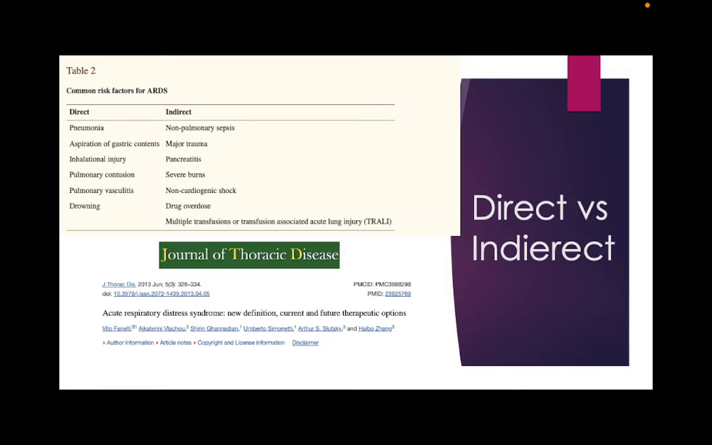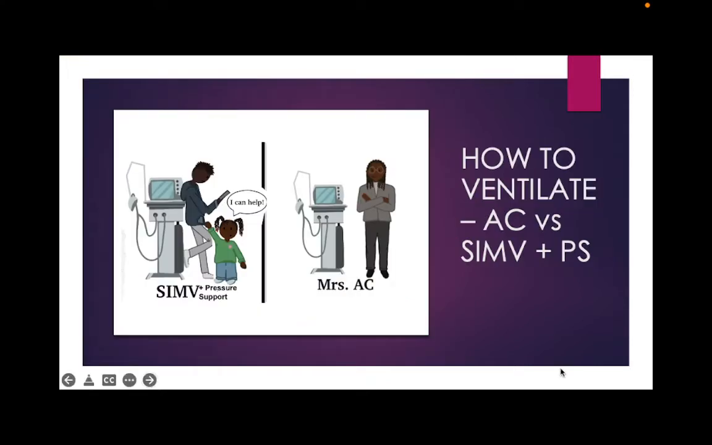So we gave you this case at the beginning. So how do we ventilate this patient with ARDS? What do we do? The first question is AC versus SIMV with pressure support, okay? And for those of you who missed last week and are confused by my pictures, I'm going to introduce you to a few of my friends. All right, we have Mrs. AC. She is strong. She is capable. She is going to help out, okay?